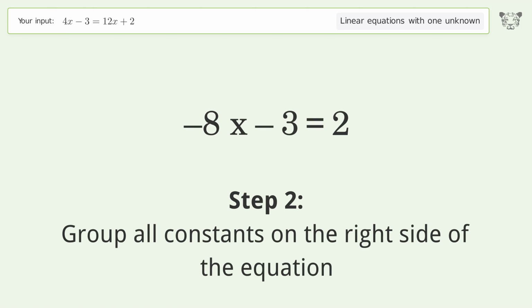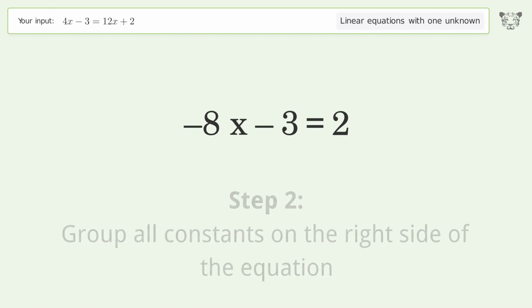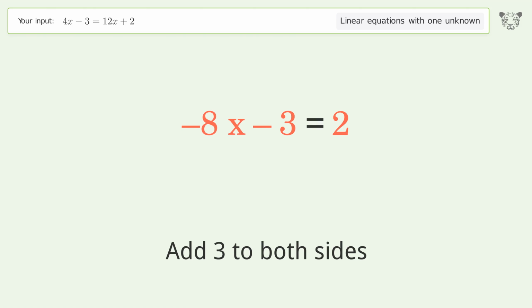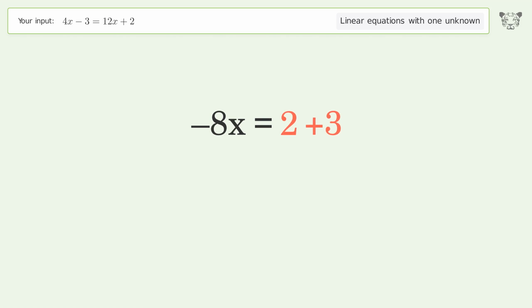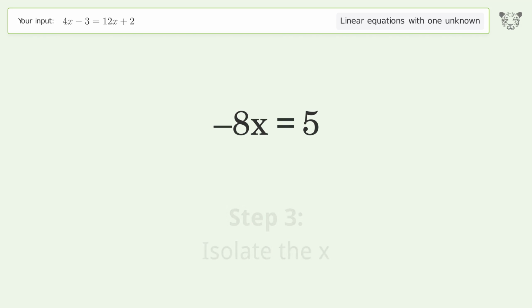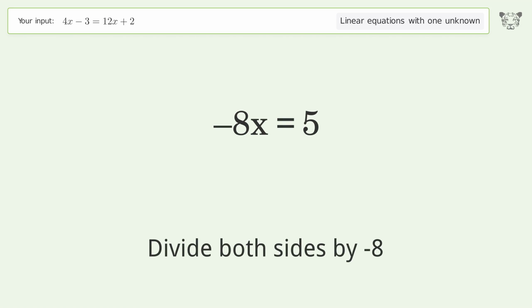Group all constants on the right side of the equation. Add 3 to both sides. Simplify the arithmetic. Isolate the x. Divide both sides by -8.